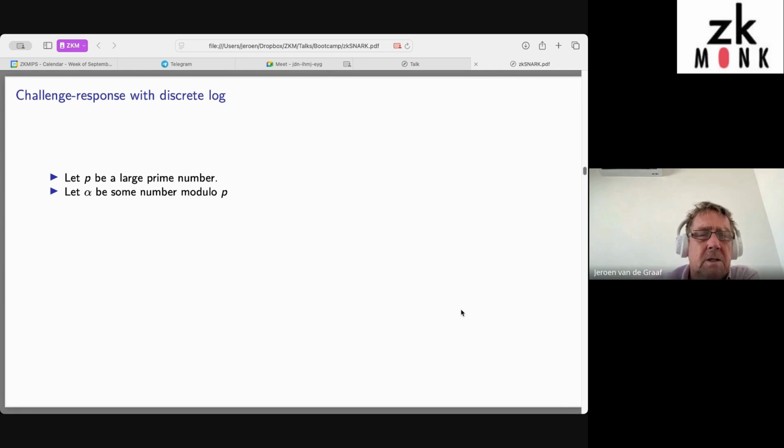So just let me remind you, P is a large prime number. Alpha is some number modulo P, and it should actually have some special properties: it generates all the powers of alpha.